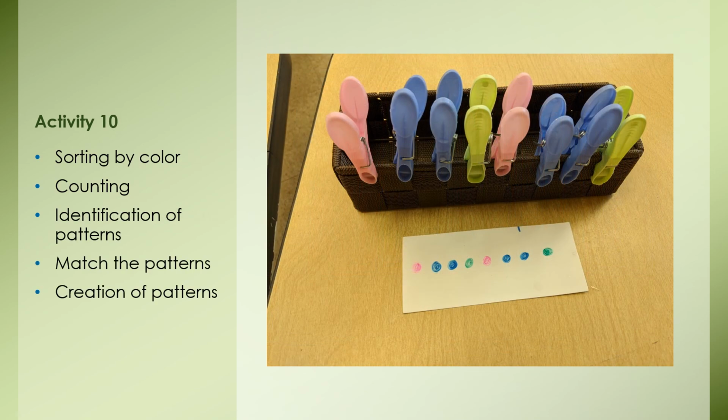And the last activity is also sorting by color, but not just sorting, also matching. You can create a pattern on a piece of paper, and with the clothespins, the kids need to organize and match the pattern that is established on the paper. You can do the pattern yourself, or you can also ask them to participate in the creation, so they can take the markers and make their own pattern and play with it.